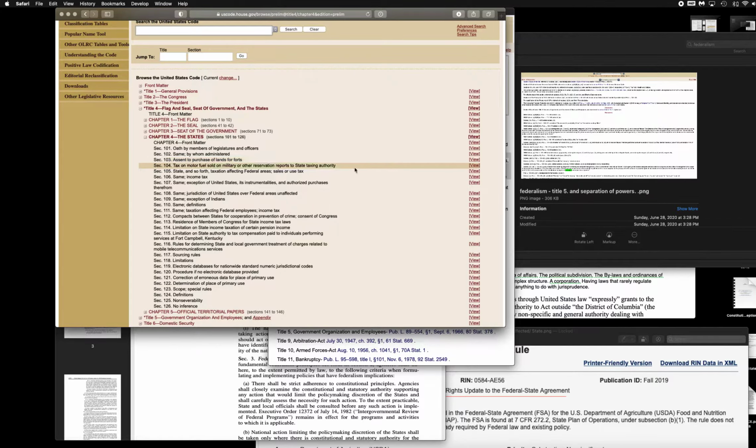And so for taxing affecting federal areas, sales or use tax, okay? So the states were to tax the feds when the feds had to use state resources. That's the price you pay. It goes back to Roman times when Julius Caesar would give out some of the unused lands or unpurchased lands to the poor people, for the poor people to use for making a living and living on.